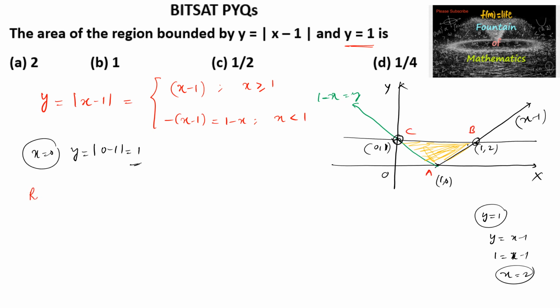So the required area is equal to area of triangle ABC. So area of triangle ABC, I can use it directly, half into base into height. So from B to C, the length is total 2 units and the height we can see this is 1 unit. So half into 2 into 1, which is 1 square unit. So we can go with option B. Option B is the answer.